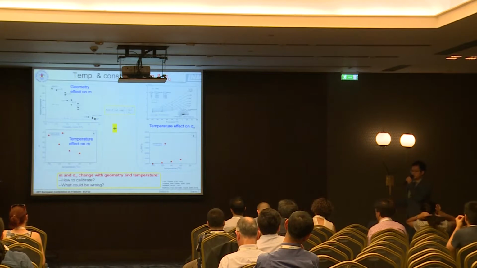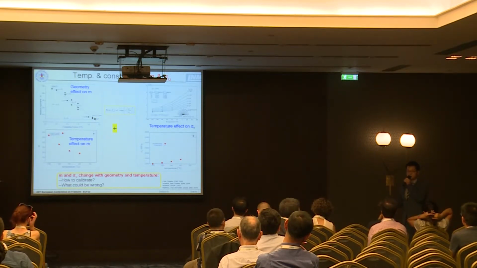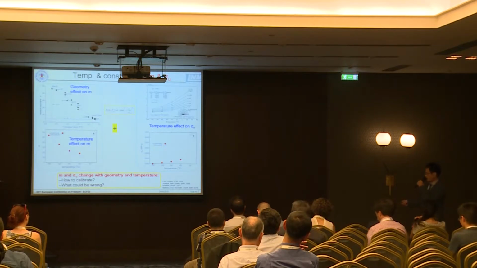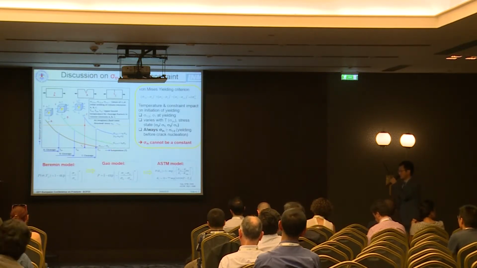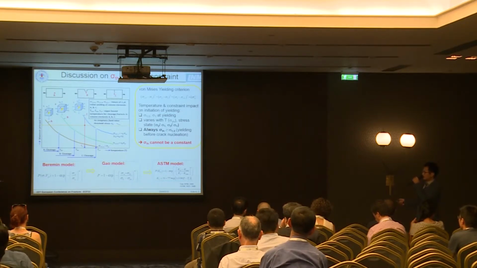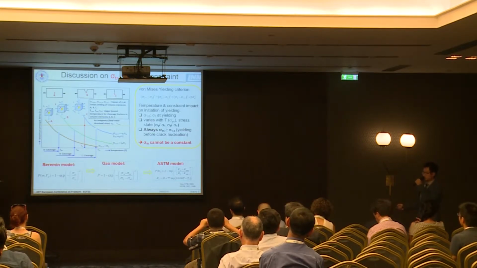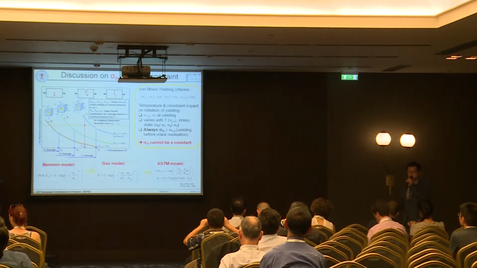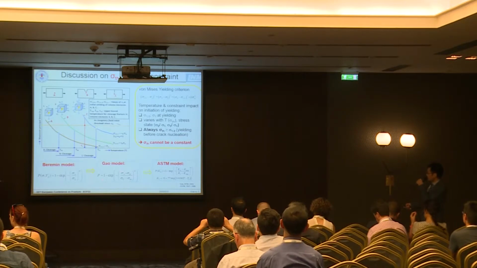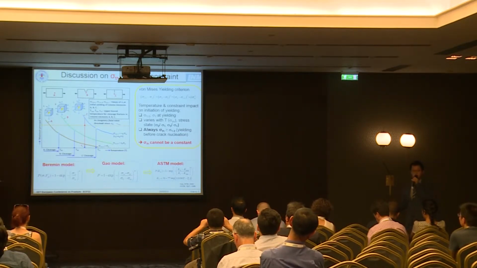So this raises questions. What could be wrong? Is the Beremin model itself wrong, or is the calibration method wrong? In addition, we also analyze the extensions of this Beremin model. Following the Beremin model, there are also some modifications, such as the Gao model and the ASTM model, which is the so-called master curve method. According to these two methods, they try to introduce a threshold for brittle fracture, because they argue that there should be a threshold. For these two models, the threshold is assumed to be a constant, sigma th or K min.